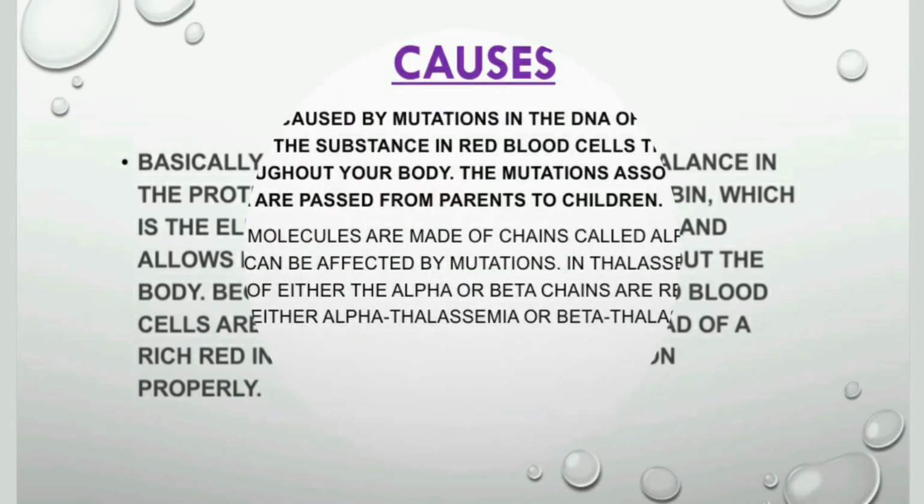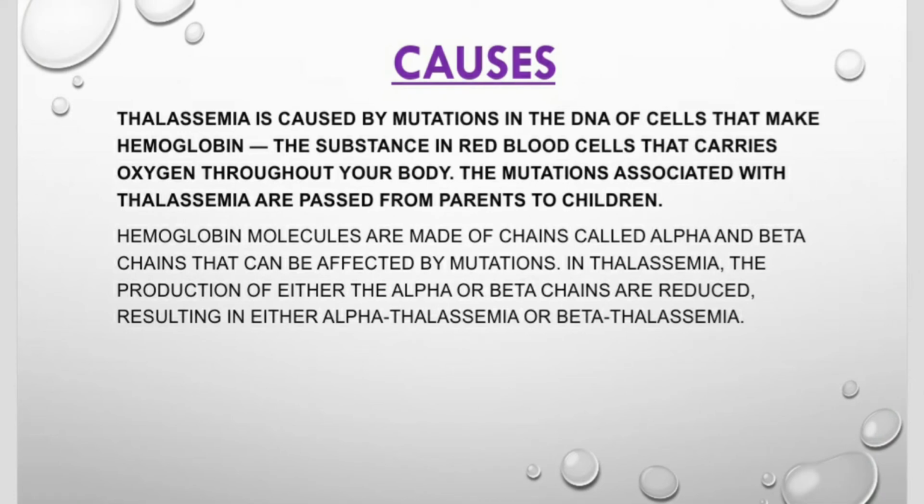Then we have causes. What causes thalassemia? Thalassemia is caused by mutation in the DNA of cells that make hemoglobin, the substance in red blood cells that carries oxygen throughout your body. The mutations associated with thalassemia are passed from parents to children. This means thalassemia is caused when changes in the DNA of cells which make hemoglobin take place. These mutations or changes in DNA of cells are passed from parents to children.